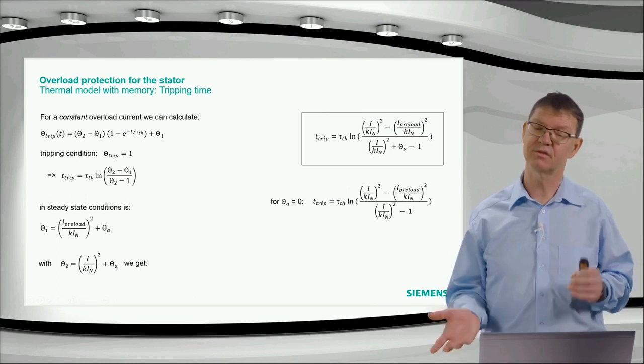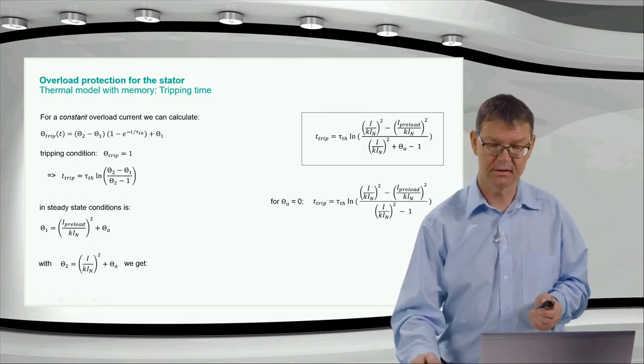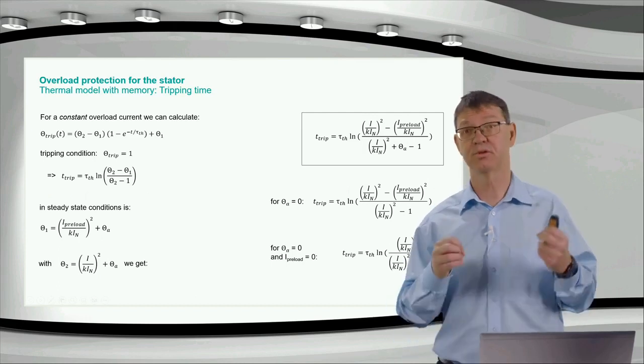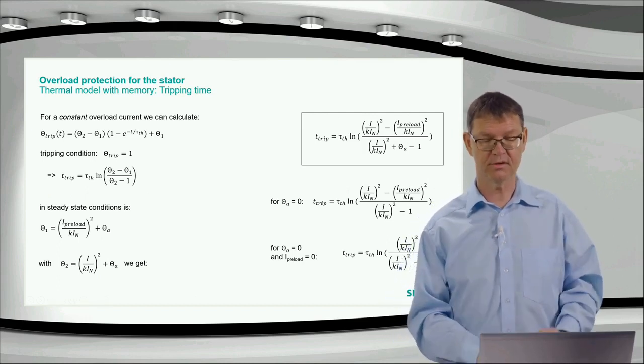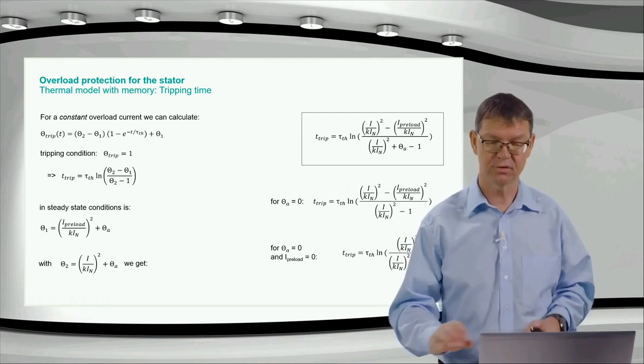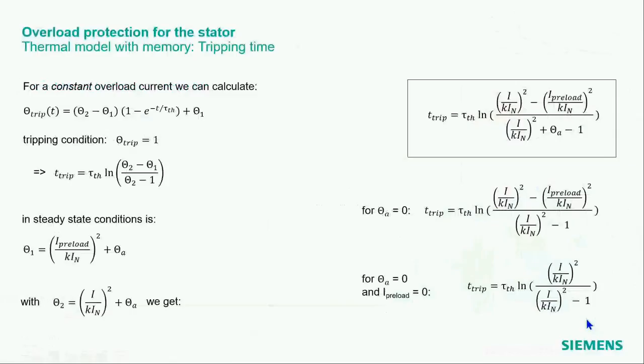If this theta A is zero, then we don't care about it, and this formula simplifies. And if I say I start from zero, so no load, preload condition zero, and the temperature is zero in the motor, then I have again a slightly simpler formula at the end. Good.